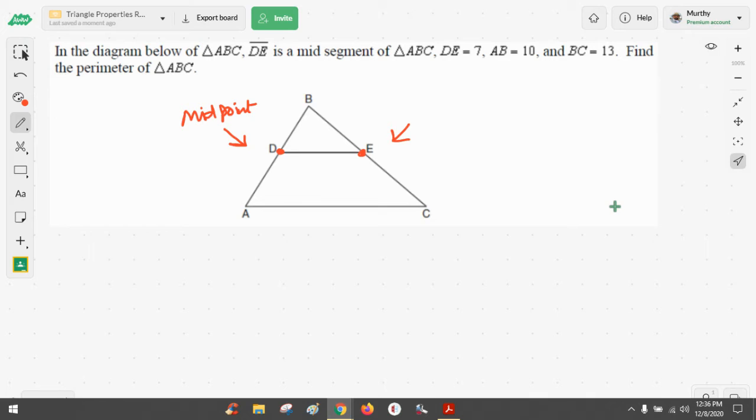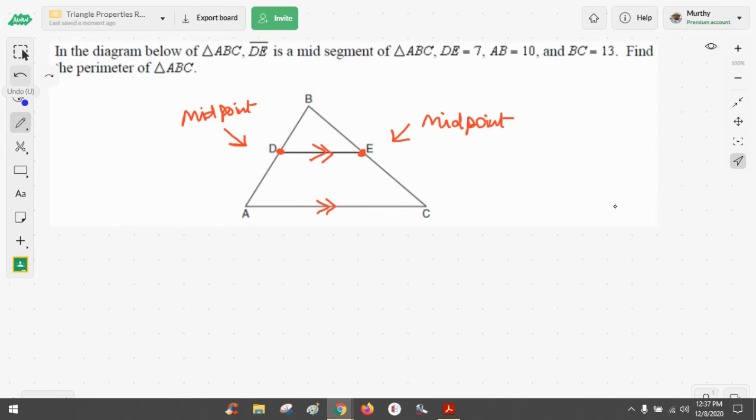I repeat, if D is the midpoint and E is the midpoint of BC, then this side DE is parallel to AC. I'm giving an example, it is not related to the given question. Let's say that this is 12 units and this side will be exactly half of that. Okay, so I'm just giving you an example.